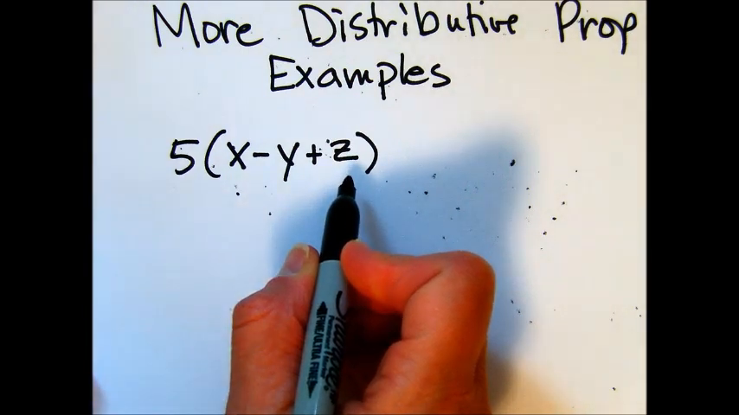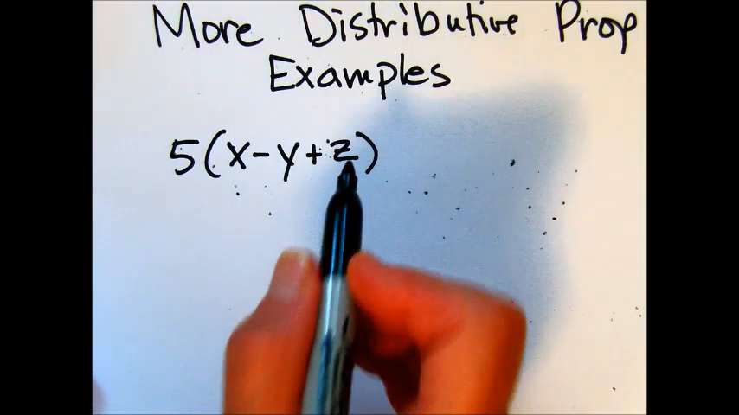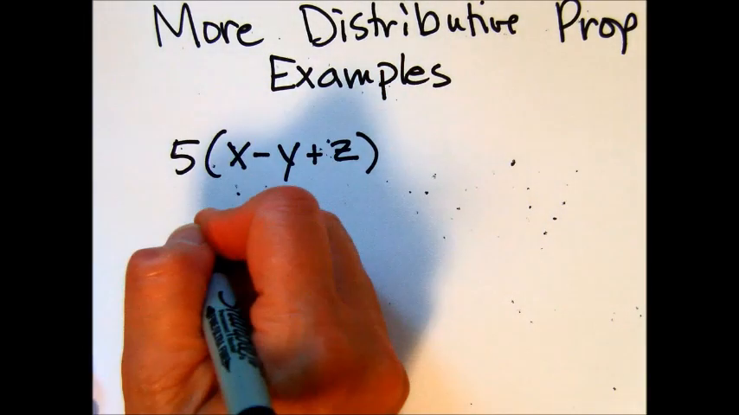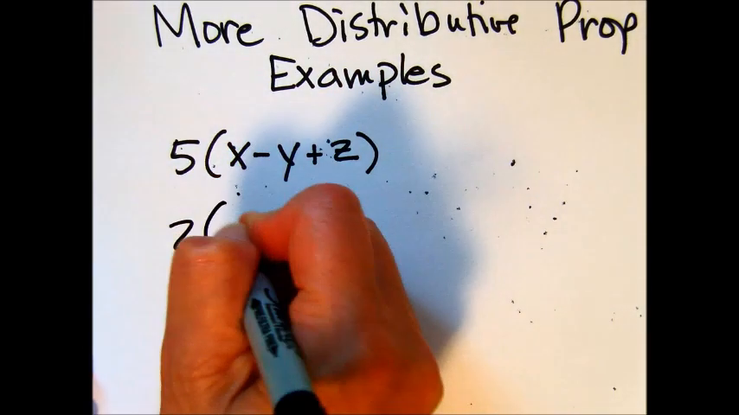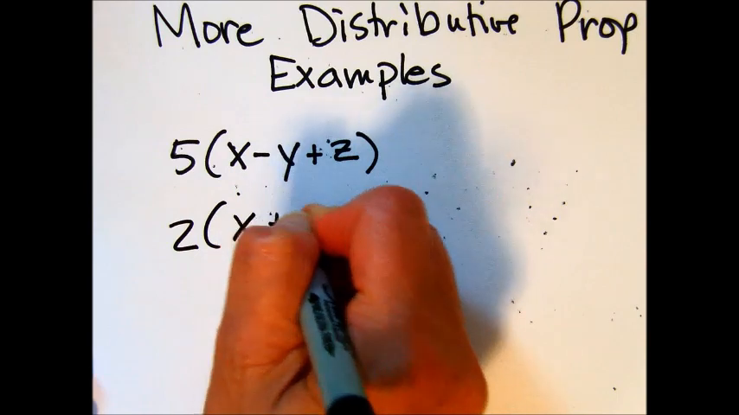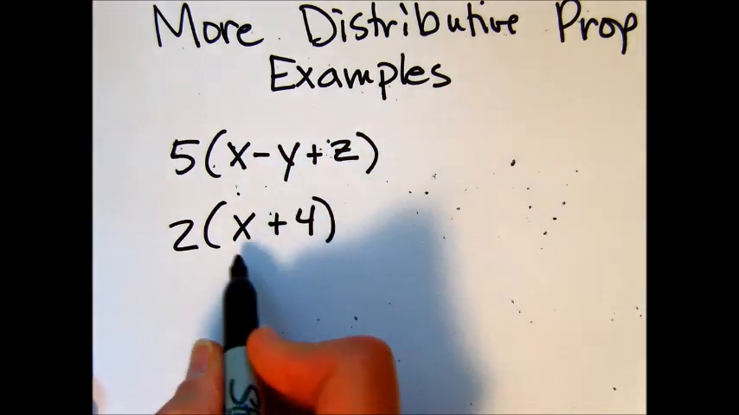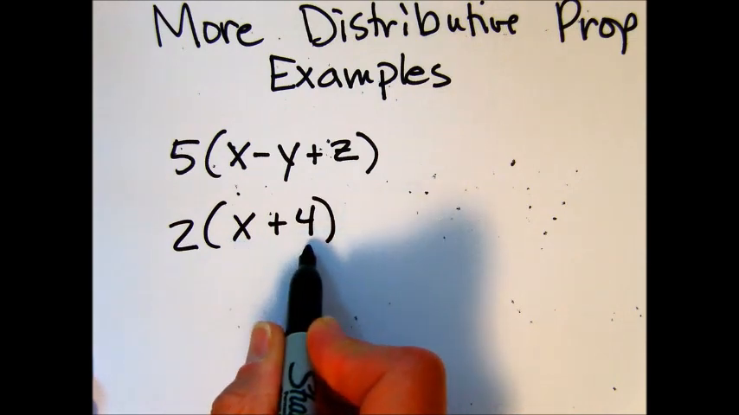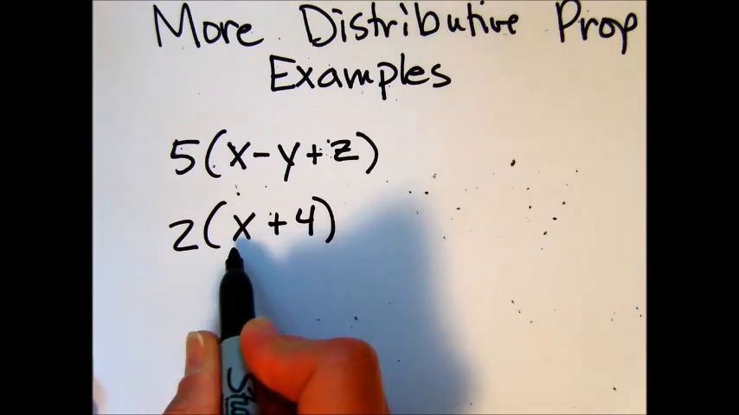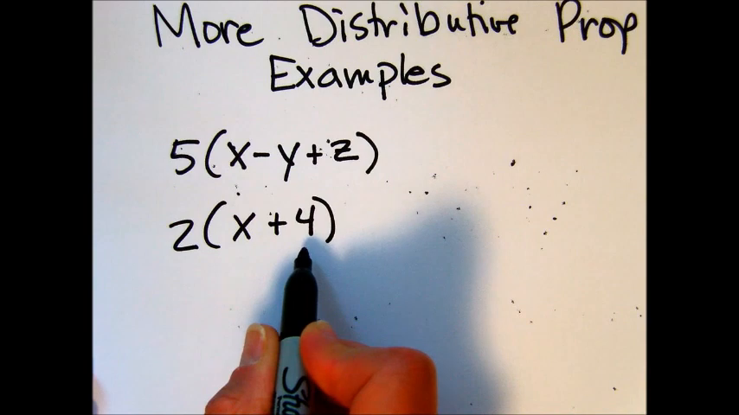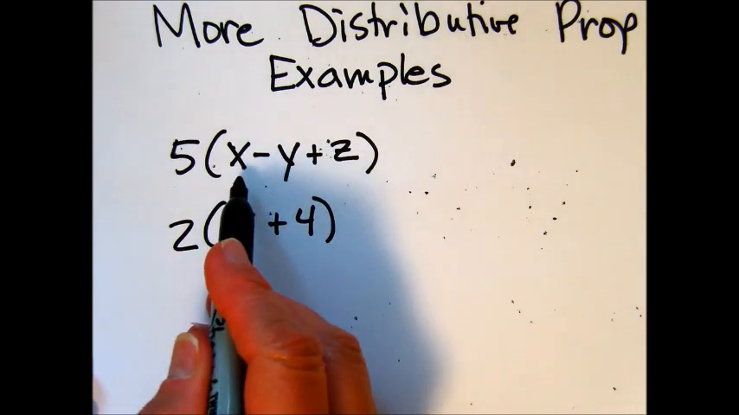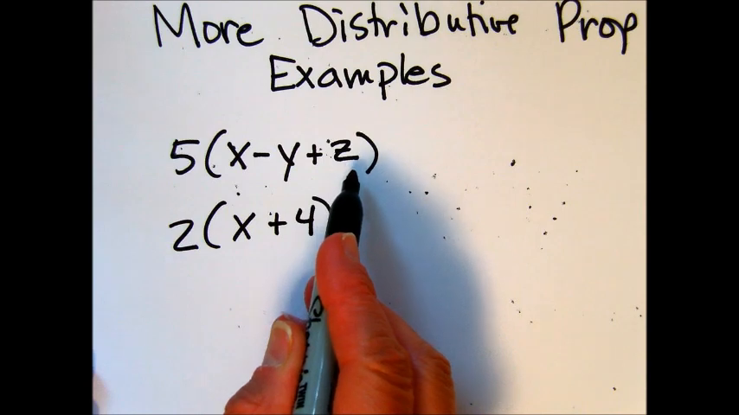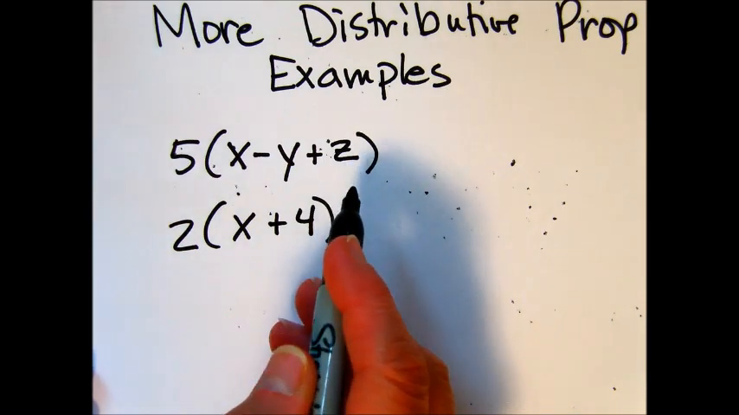The ones that we've been working previously, so for example, if I just write one, say I have 2 times the quantity of x plus 4. This is called a binomial because there's two terms. So you'll often see binomials, but sometimes you'll see trinomials. And if you have more than 3 terms, we call it a polynomial.